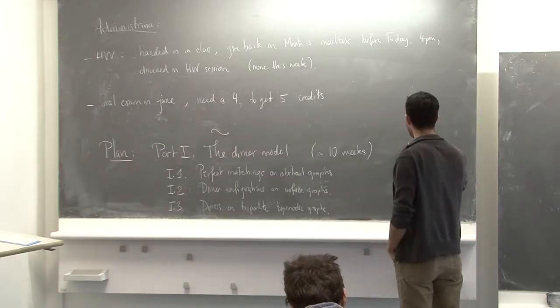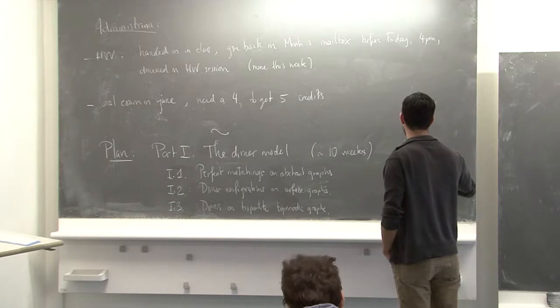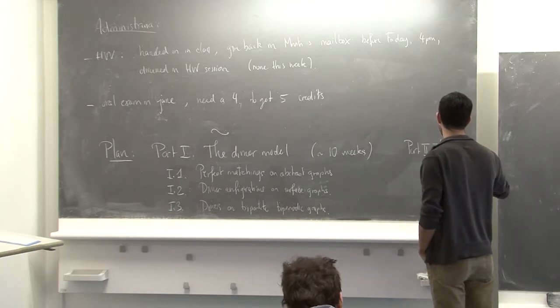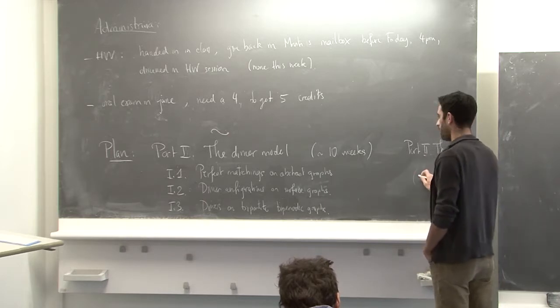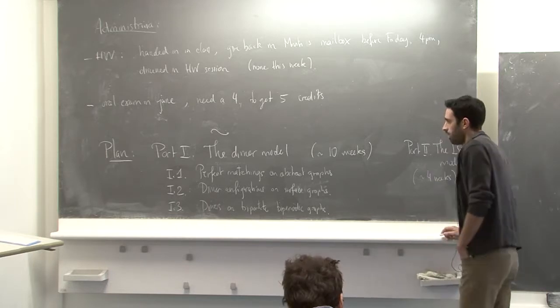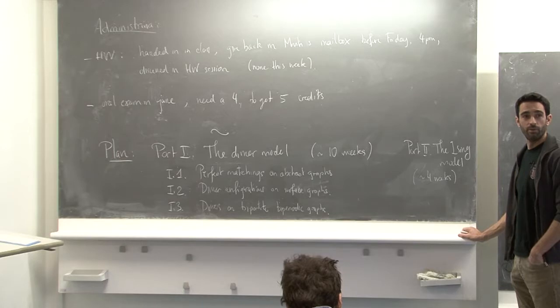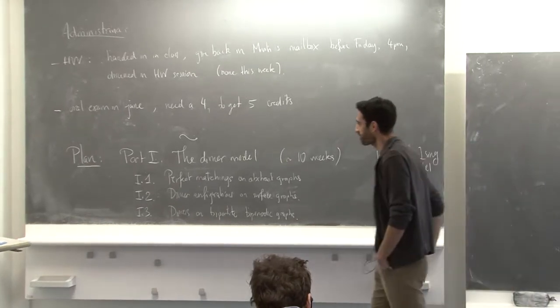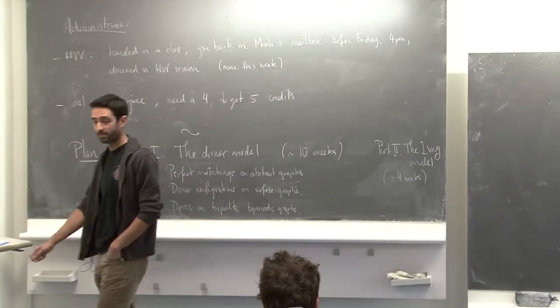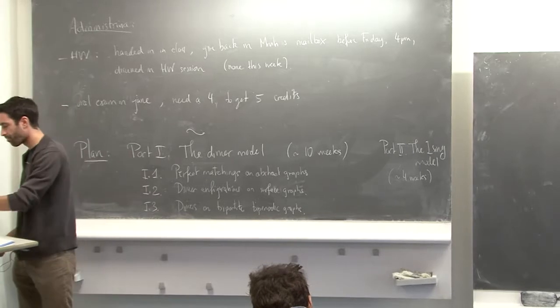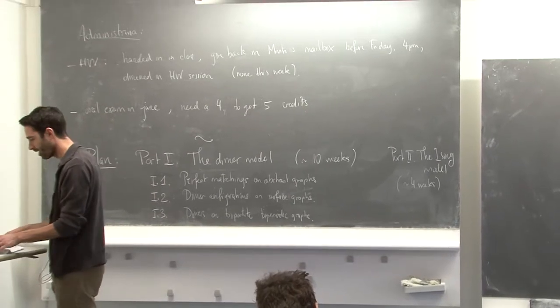And then part 2 will be about the Ising model. It will last around 4 weeks. It is still too early to give you a more precise plan of part 2, but it's going to build on part 1. Okay. Good.